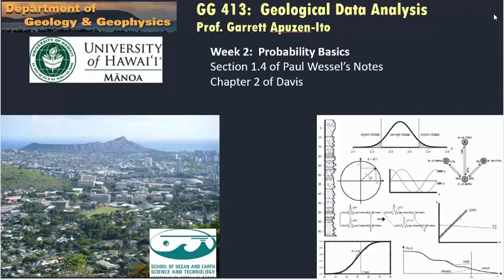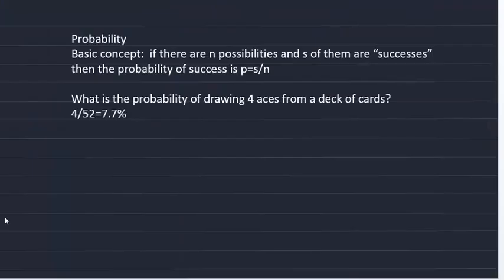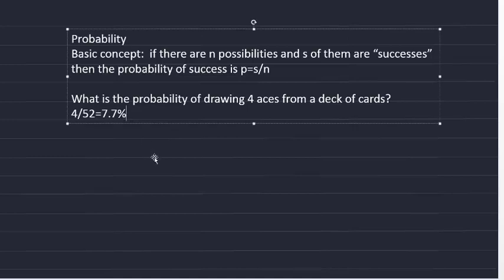Right, so this is the third video of probability basics, continuing where we left off. We defined the basic concept of probability, in which there are n possibilities, and if s of them are considered successes, then the probability of a success is just s divided by n. We went through the example of drawing 4 aces from a deck of cards. So what is the probability of failure?